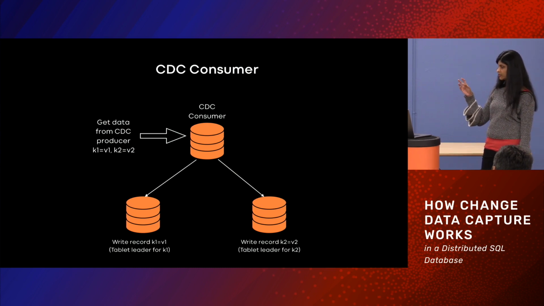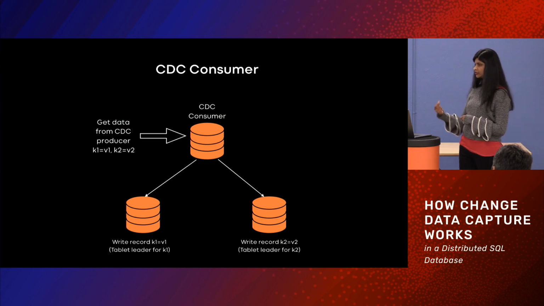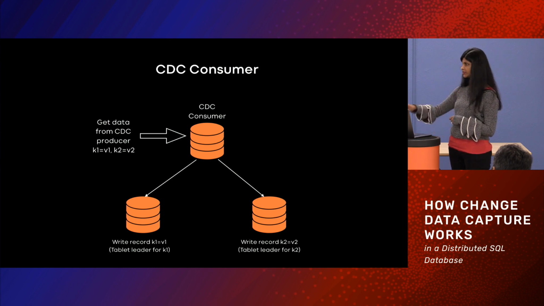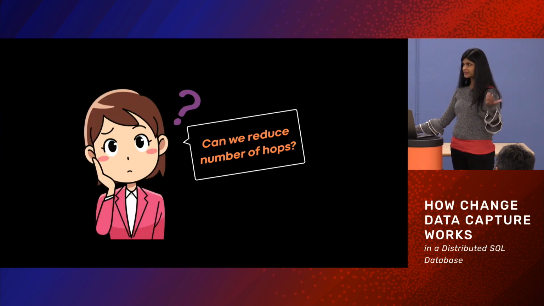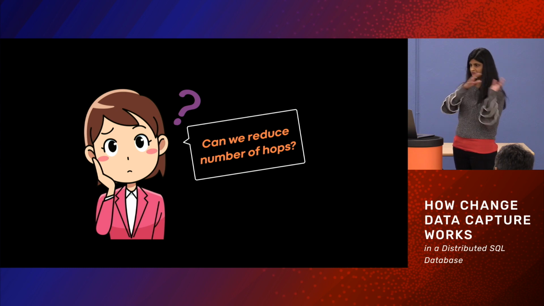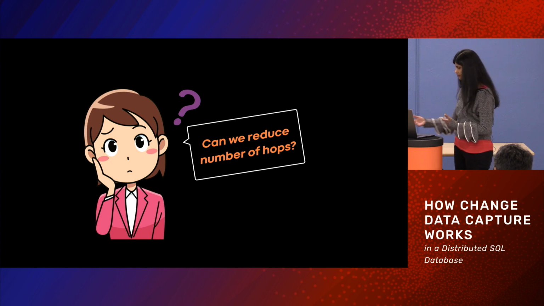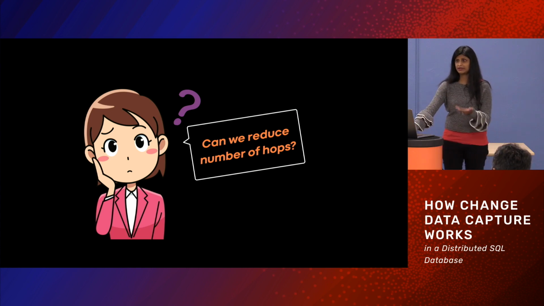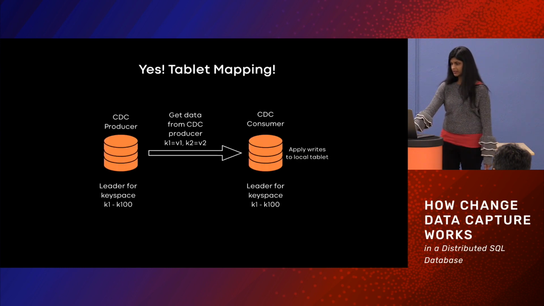Now the CDC Consumer will need to write the record for K1 and K2 on its own cluster. So it has to send that write to the tablet leader for K1, and it has to send that write to the tablet leader of K2. Okay, now there's an obvious question here. We've introduced one hop here. So you have data coming to the CDC Consumer, and then this CDC Consumer is sending this data out to somebody else within that cluster.